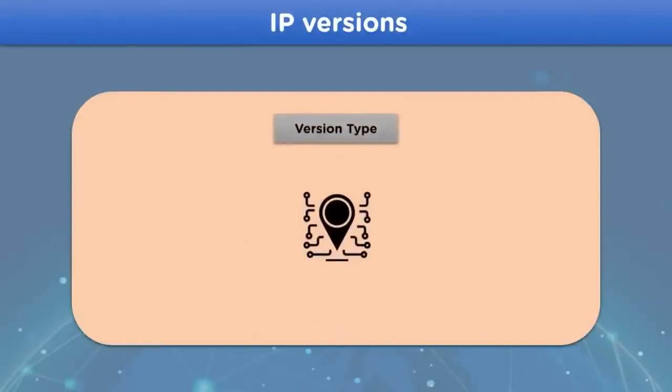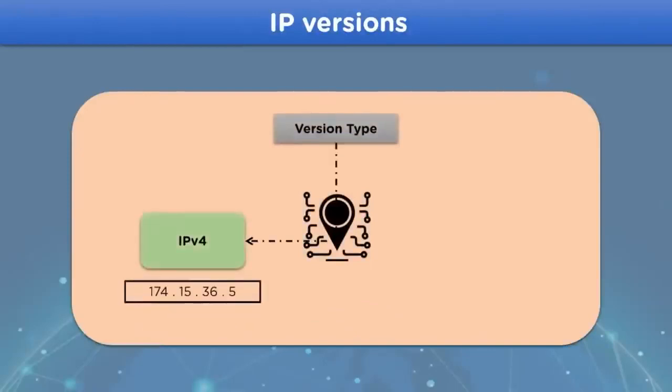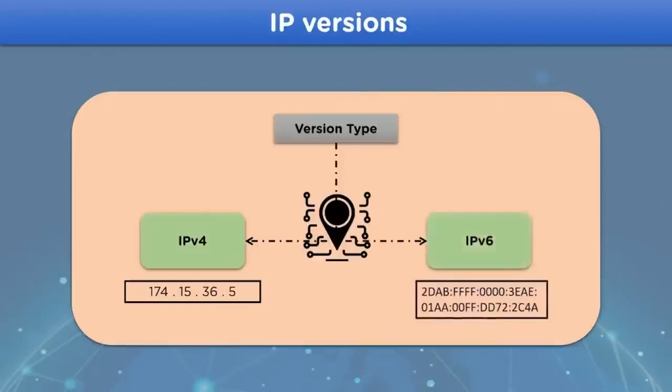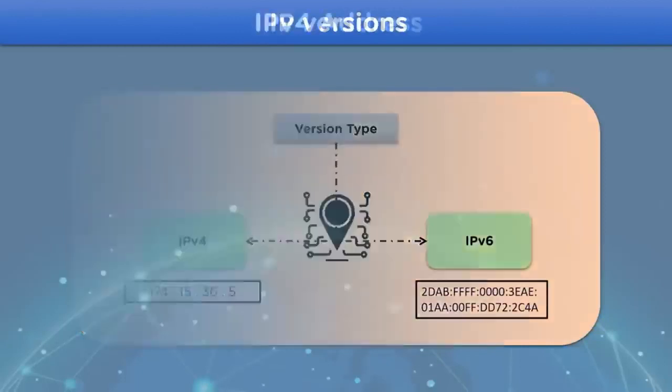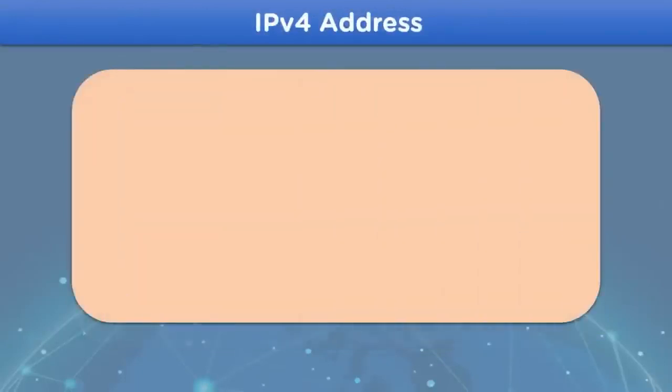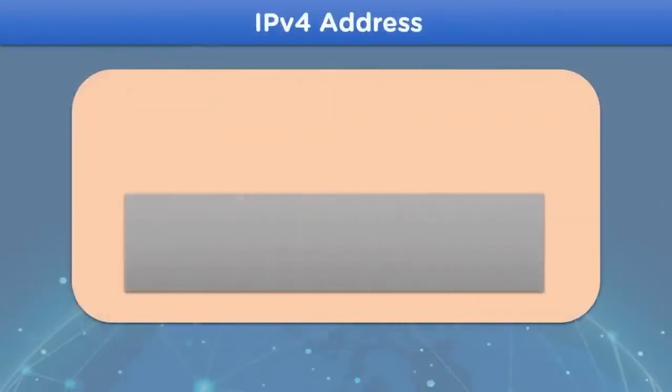IP addresses can be divided into two types, where the first type is known as IPv4 address, whereas the other address is known as IPv6. Let's take a look at both of them in detail. First one, we have IPv4 address.